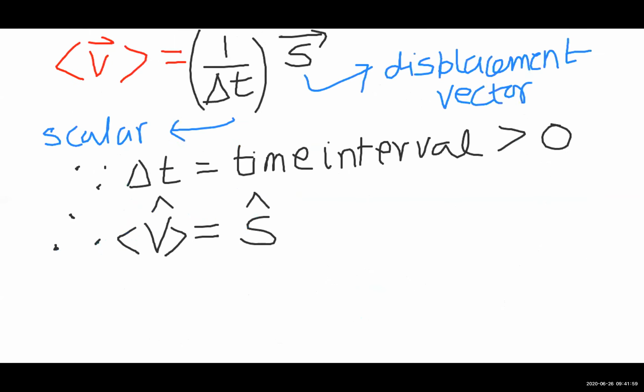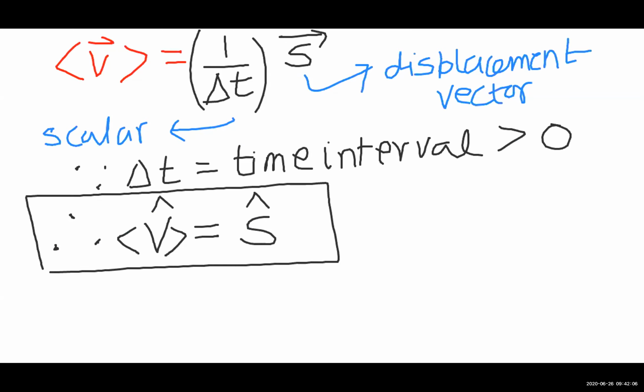Okay, so this is very important. The direction of the average velocity vector is the same as the direction of displacement.